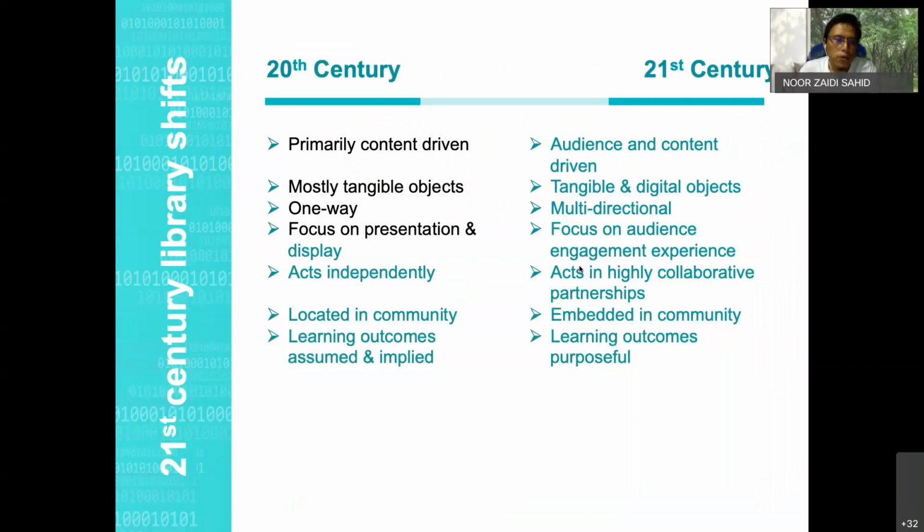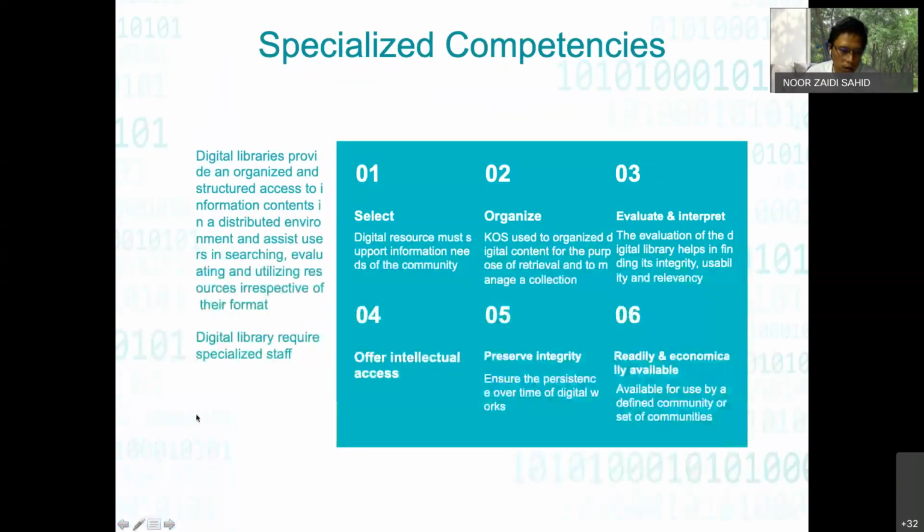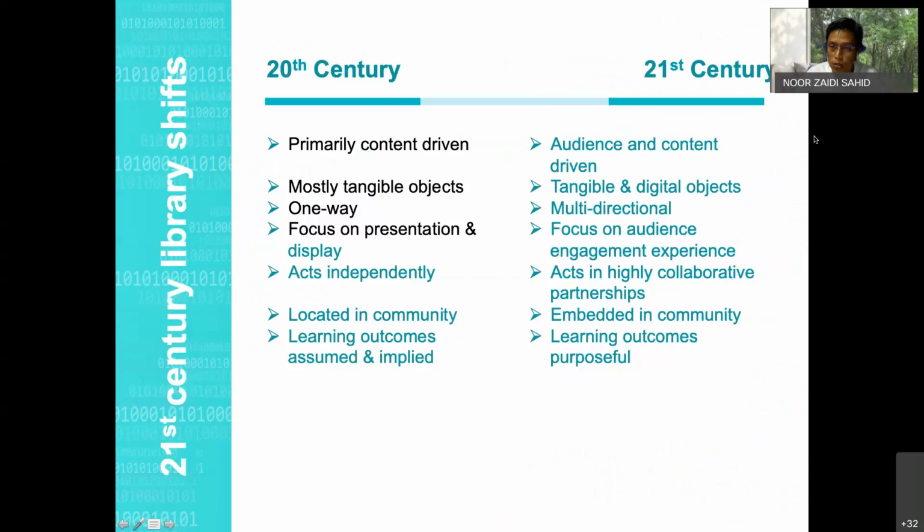Okay, so this is the comparison between library in the 20th century and 21st century. This criteria will justify actually why we need to embark on digital library services. Okay, in 20th century, normally library they more on content. So library ini dia popular because of their physical collections or conventional collection.